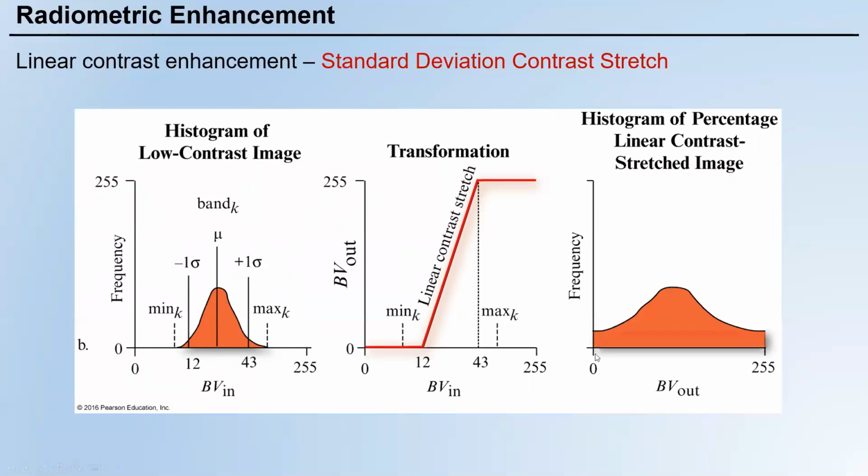So from 12 to 43, that's from mu minus 1 standard deviation to mu plus 1 standard deviation. All pixels with values between these two values are assigned a new value between 0 and 255. And all other pixels outside this range of the input image are either assigned 0 or assigned 255 in the output image.